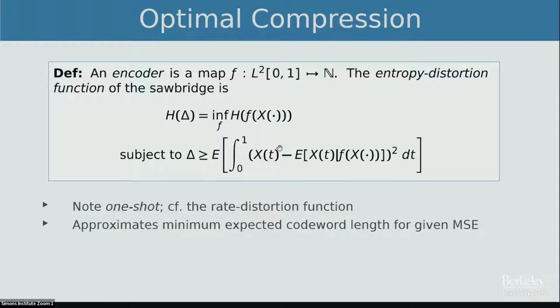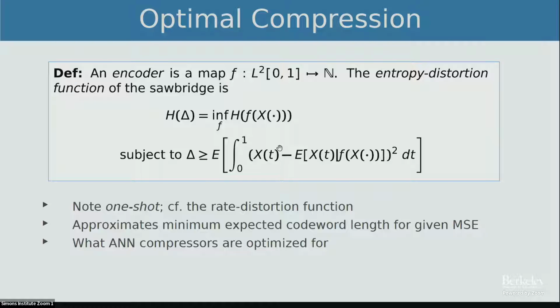Entropy, of course, approximates the expected codeword length. And this is actually what the ANN compressors that we've been looking at are optimized for. They try to minimize the discrete entropy at the output of the encoder subject to, say, a mean squared error distortion constraint. So if we want to compare these curves against actual plots from neural networks, it makes sense to look at what they're trying to optimize, which is this.